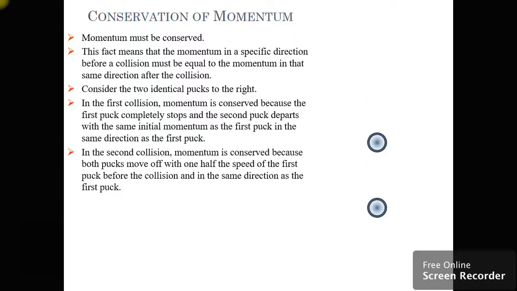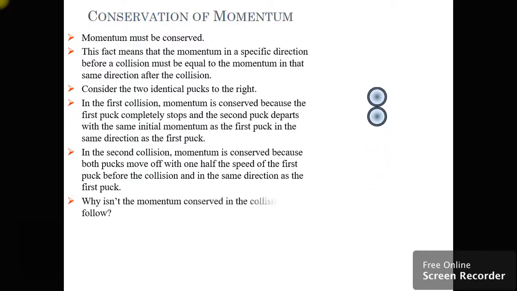In the second collision, momentum is conserved because both pucks move off at half the speed of the first puck because they stick together. So there, again, momentum is conserved.